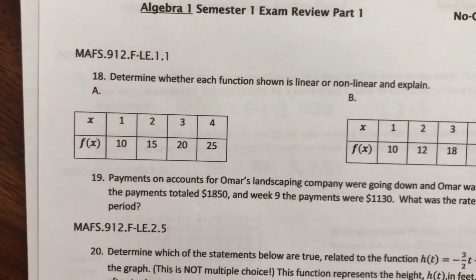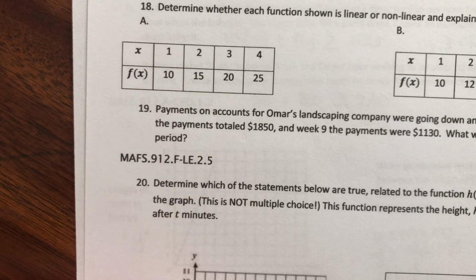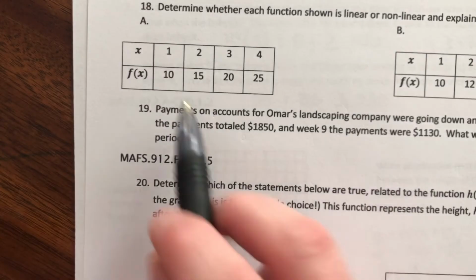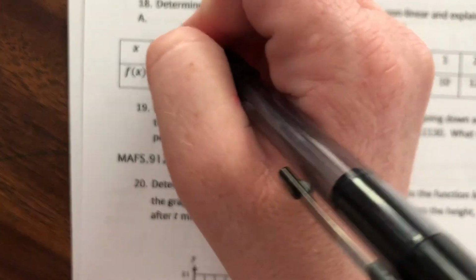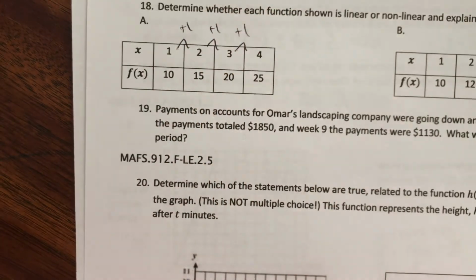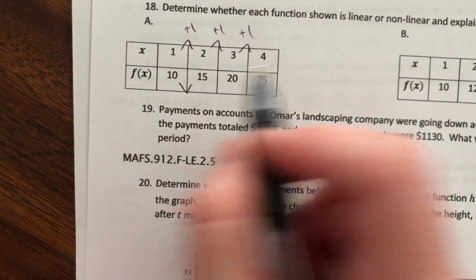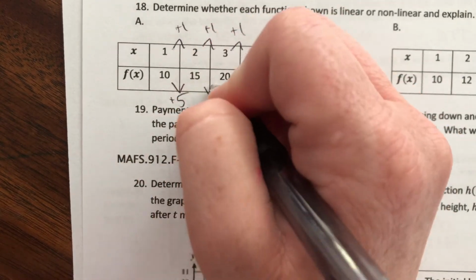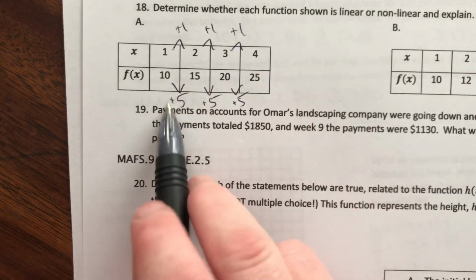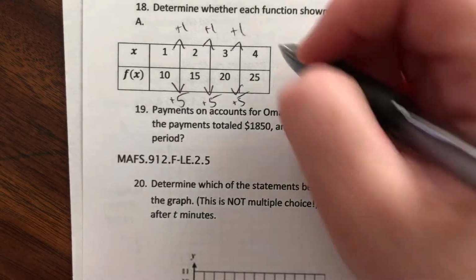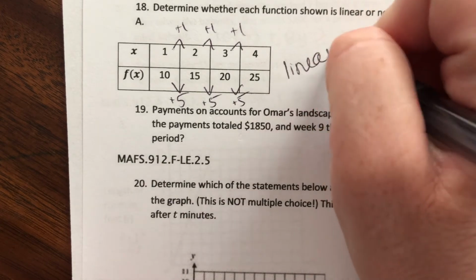Determine whether each function shown is linear or nonlinear and explain. To be linear, they have to have a constant rate of change. So here, x is constantly going up by 1, plus 1, plus 1, plus 1. Y, or f of x, is going up by 5, up 5, up 5. So this is constantly changing at the same amount. So yes, this is linear.